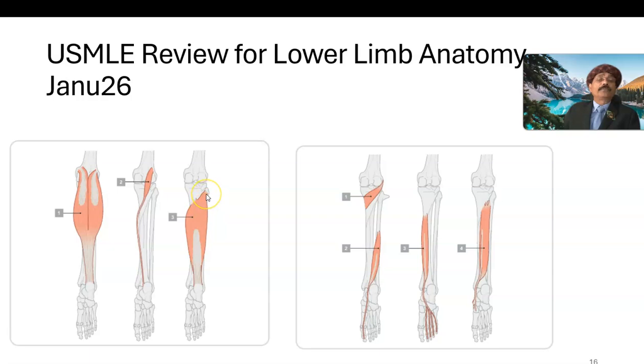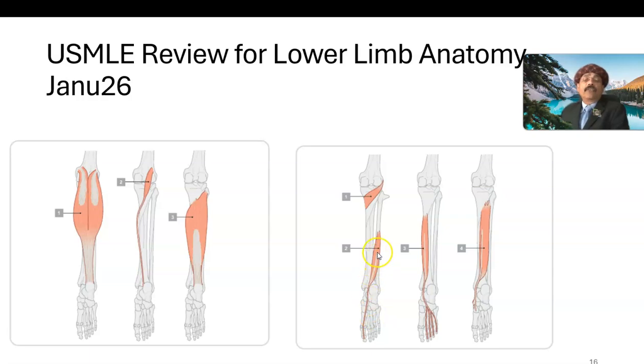Soleus takes origin from the fibula plus the soleal line, along the medial border of the tibia partly, and soleus, gastrocnemius plus the plantaris together form the triceps surae that inserts to the posterior aspect of the middle third of the calcaneus here. If we go to the deep muscles at the back of the leg, this is the popliteus muscle, essential for unlocking the knee and also flexes the knee, but it has no action on the ankle joint because it does not cross the ankle joint.